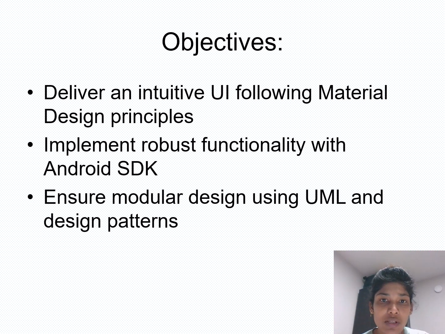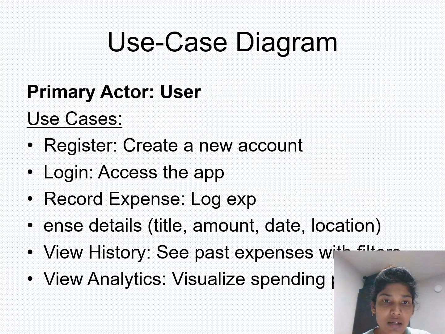And next, these are the objectives. The main goals were to build a UI following material design, ensure robust functionality using the Android SDK, and structure the project modularly using UML and software design patterns. And next, this is the use case diagram.